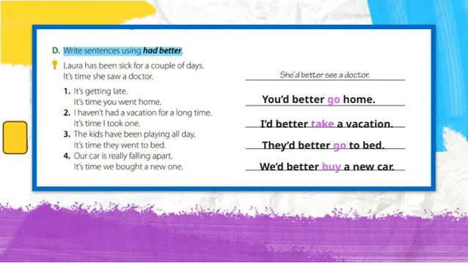Then, I'd better take a vacation shows how we can advise ourselves to take a break when we're feeling overwhelmed. Finally, you'd better go home can be a gentle warning or suggestion for someone to leave, perhaps because it's late or they're in danger of overextending themselves. These examples highlight how had better is used to emphasize the urgency or importance of taking action, which ties into our overall theme of making effective suggestions in English.